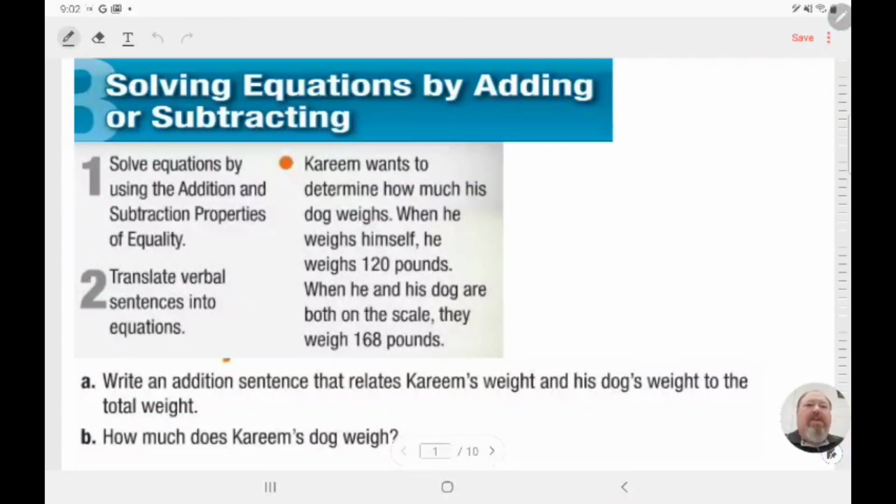Okay, so today we're talking about solving equations by adding or subtracting. We will solve equations by using the addition and subtraction properties of equality and translate verbal sentences into equations.